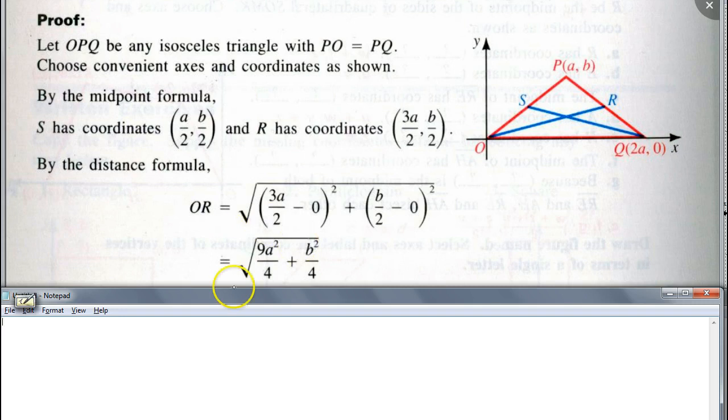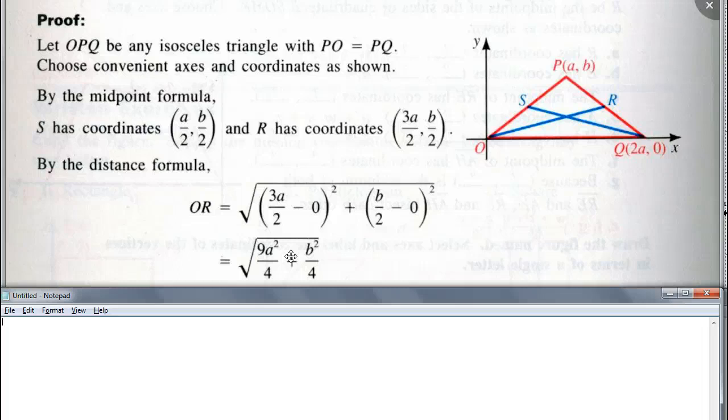Now, if you wanted to, you could have actually simplified this a little further, right? Write as one fraction, which I would have done. They did. I don't know why. I would have written this as 9a squared plus b squared, all over 4, right? Anyway, what about the other? What about SQ? Okay, who's got SQ? Anybody have SQ? Yes. When you simplify that, can you square root the denominator?